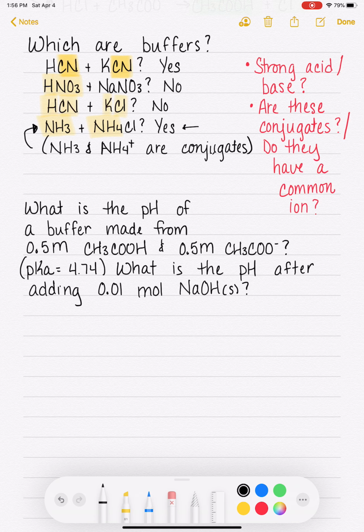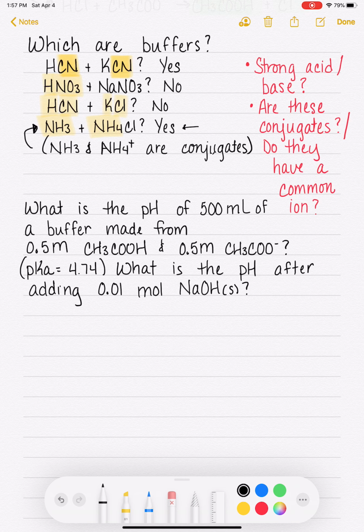I left something out. The volume of the buffer. We'll just fit that in right there. 500 milliliters. What is the pH of 500 milliliters of a buffer made from 0.5 molar acetic acid and acetate? And then what is the pH after adding sodium hydroxide?